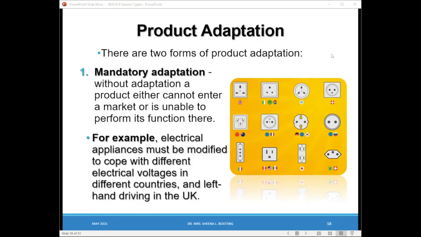Nigel says some countries have appliances built to take about 240 volts due to their power system, but in the USA, many appliances have the capacity for 110 volts. Exactly. Right? So that's a typical example of mandatory adaptation. And again, we can bring in the example of the left-hand driving, which is very popular in European countries like the UK. Jemima, please go ahead.